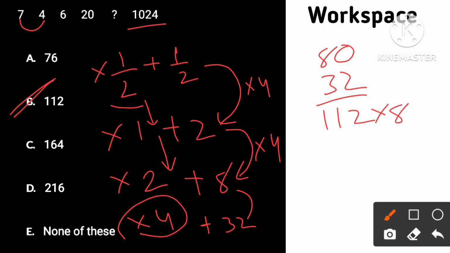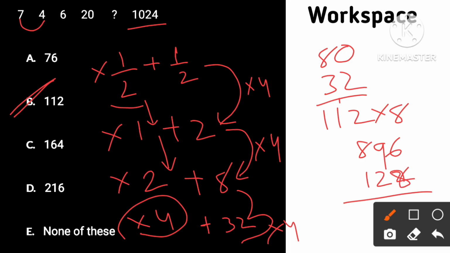So 8 into 2 times 16, 11 into 8 times 88, and 32 becomes into 4 times. 32 into 4 times will be 4 into 2 times 8, and 4 into 3 times 12. Sum of these two we get 1024. So our answer 112 is the right answer. Option C is our right answer. Next question.